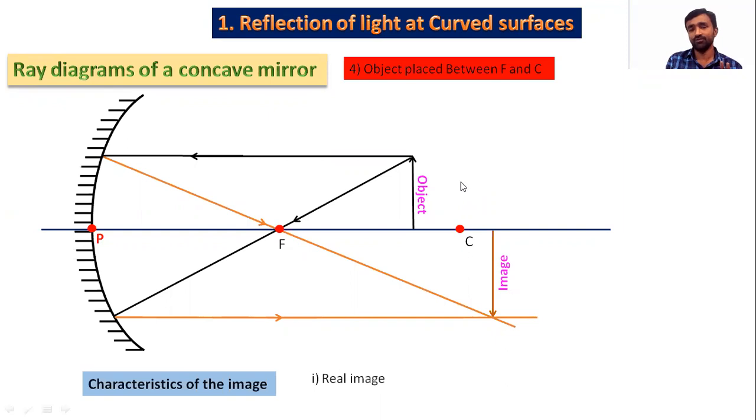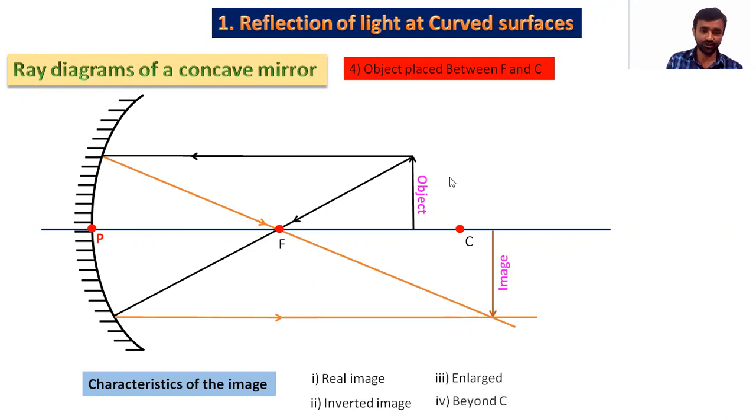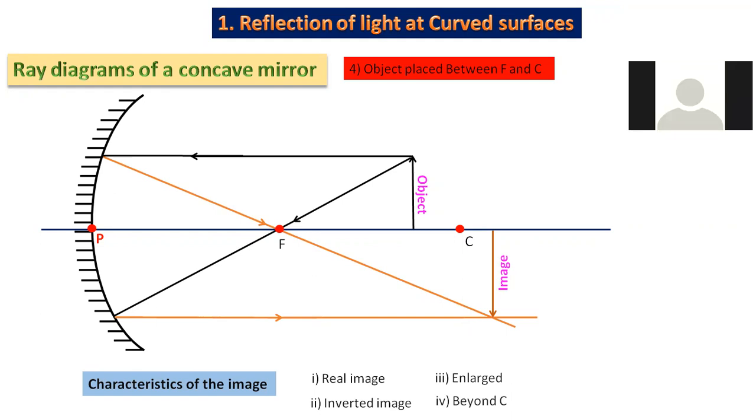Inverted. Third one, I am asking you about the size of the image. Compare the sizes. Magnified. Magnified or enlarged, both are accepted. Then position finally: beyond C, beyond the center of curvature. So these are the characteristics. Clear, everyone? Go for quick reaction.